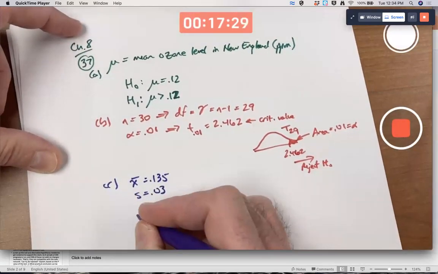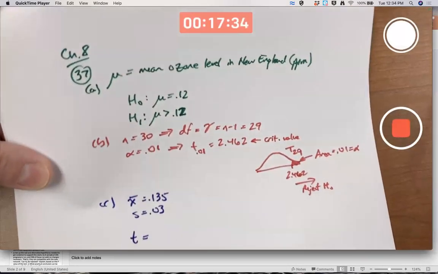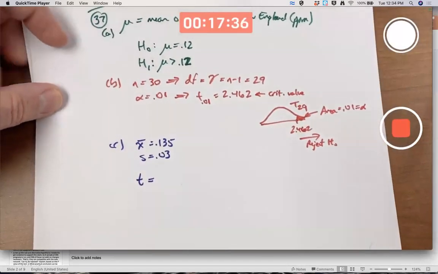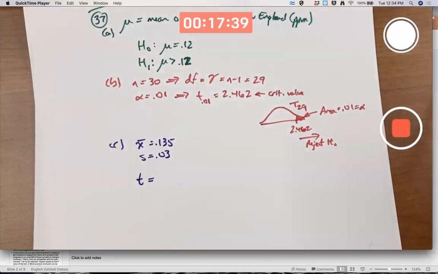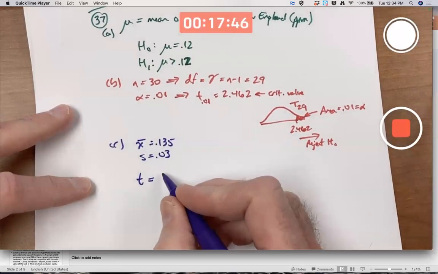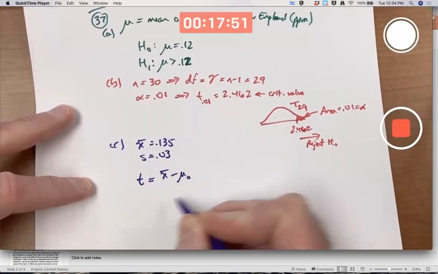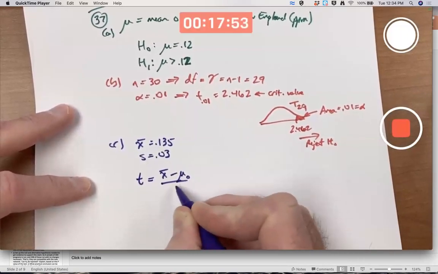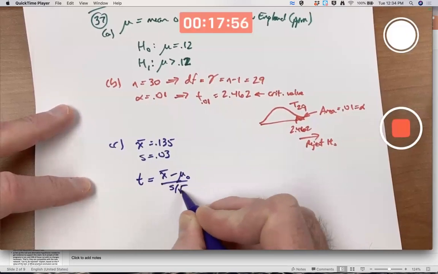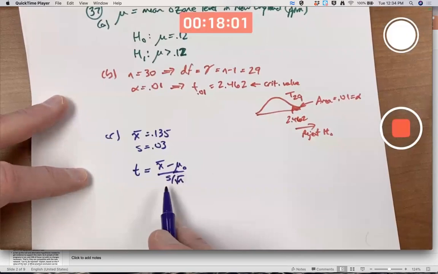Now let's find the corresponding t statistic. The way you find the t statistic is the same kind of way you find the z statistic, except you use s instead of sigma. You essentially are standardizing x bar minus the null value of mu, call it mu sub 0, divided by s over square root of n. That's the same thing we called z before when we used a sigma there instead of an s.